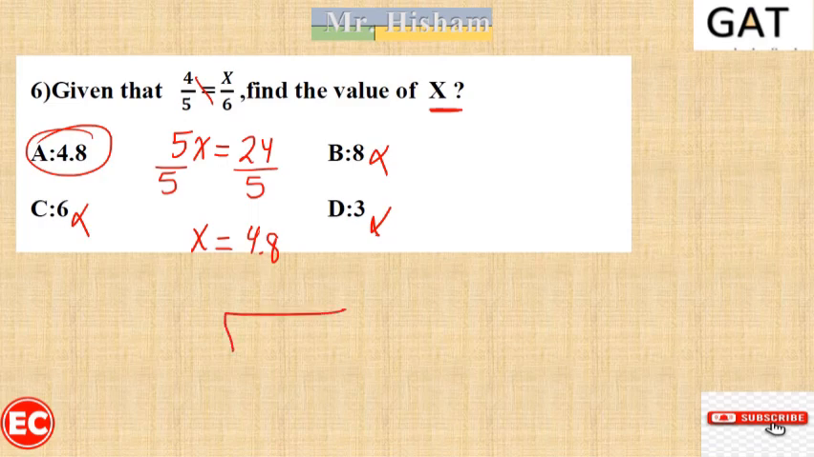And if you don't know, by using long division, 24 over 5 gives me 4. 4 times 5 is 20, and the remainder is 4. We put a decimal and 0, and 40 divided by 5 is 8. So 4.8.